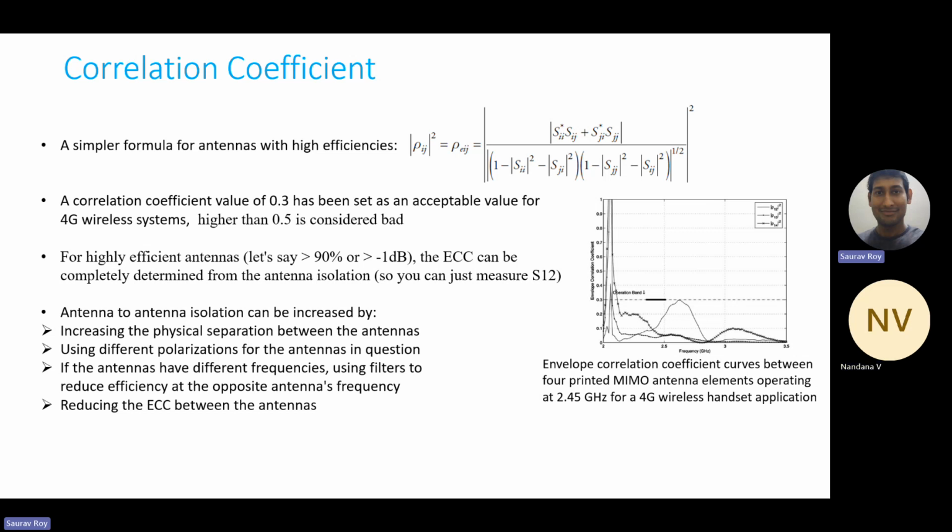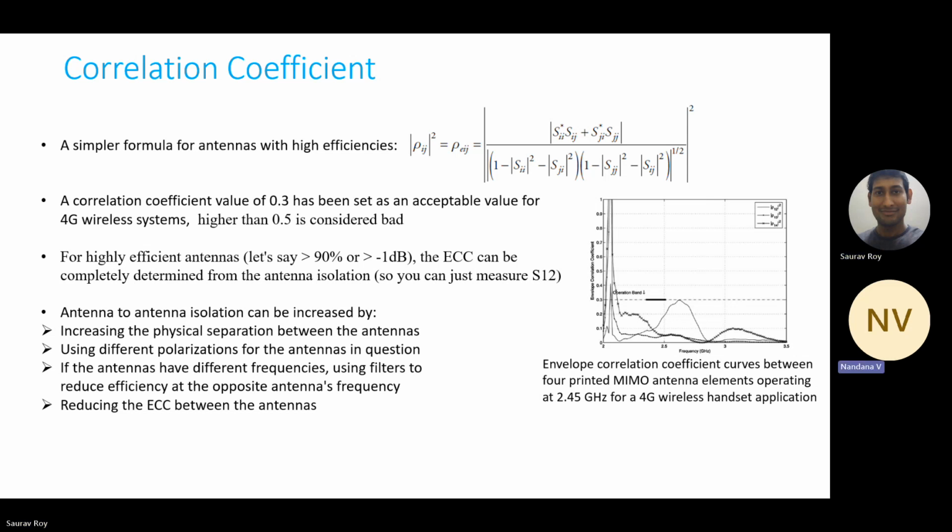And you see, for highly efficient antennas, let's say efficiency above 90%, the ECC can be determined in terms of S21. This formula can be used. Otherwise, you have to go back to the radiation pattern based measurement.